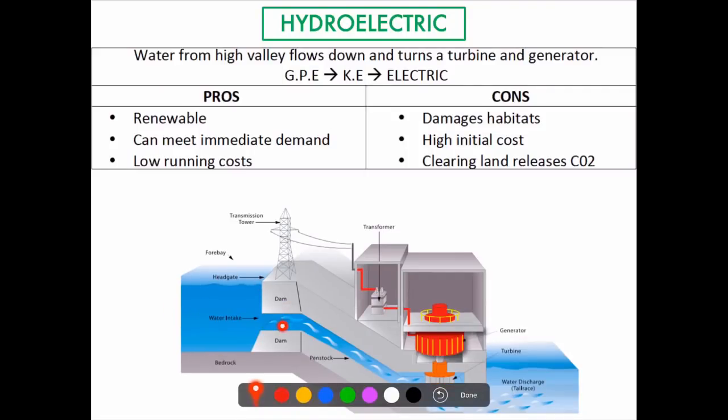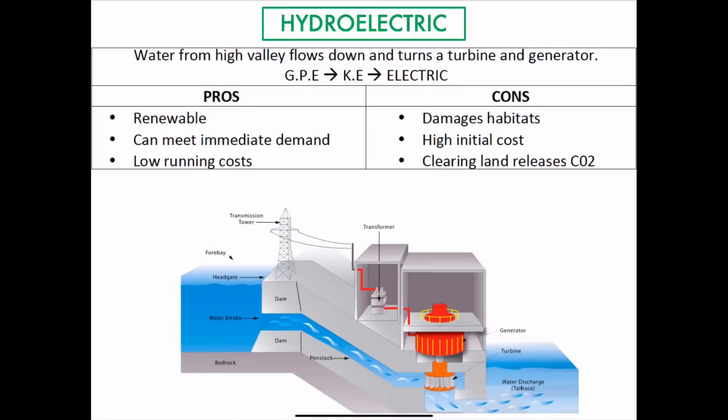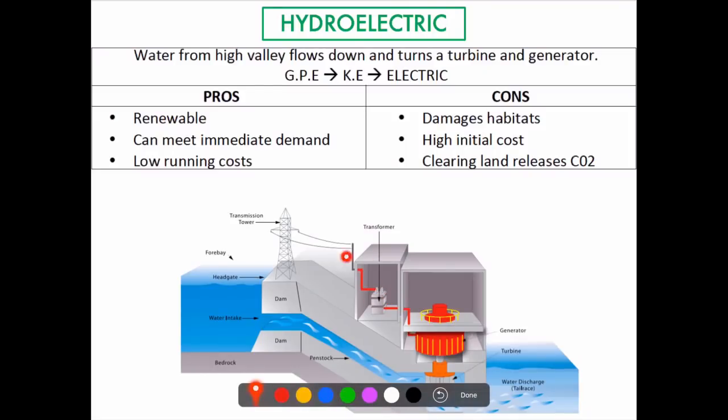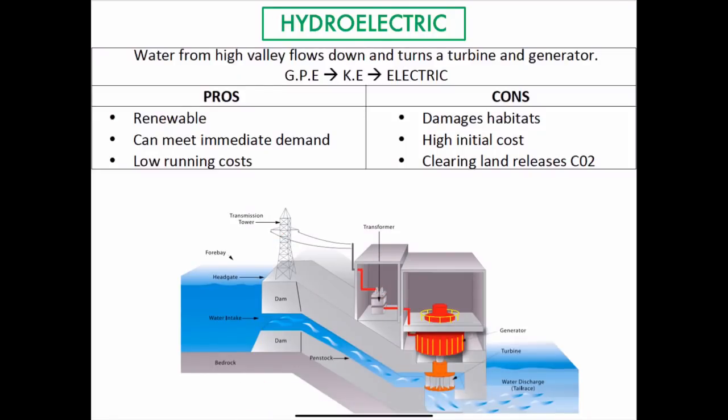When you open the gates, the water will rush down, so the gravitational potential energy is turned into kinetic energy. That then spins the turbine, and of course the turbine is connected to a generator, so when this spins, the generator spins, and of course that makes electricity, and it goes to the national grid. So advantage of this one, out of all the renewable ones, is that you can actually meet immediate demand.